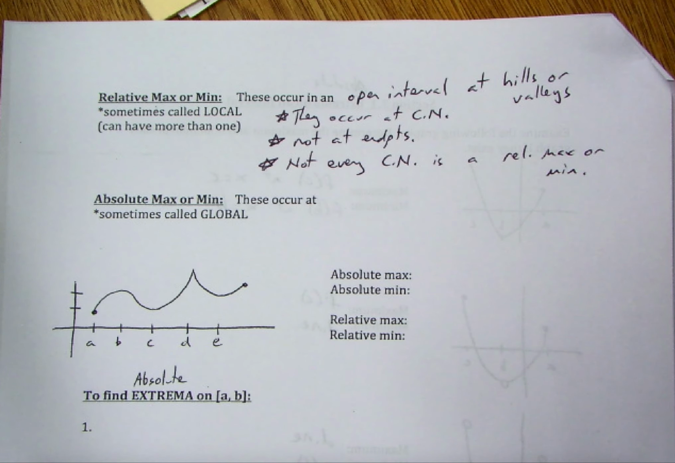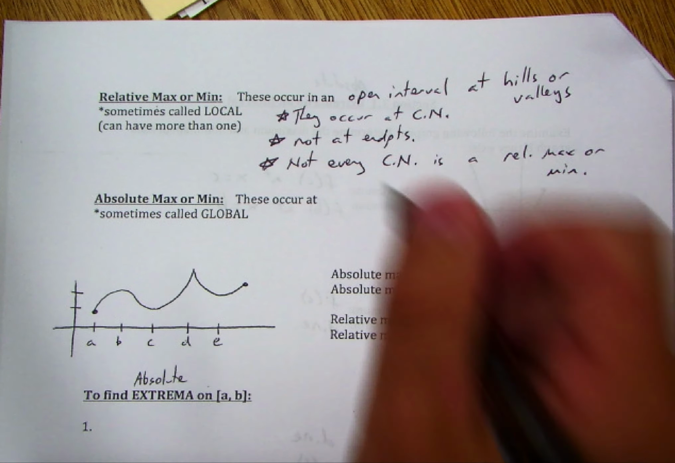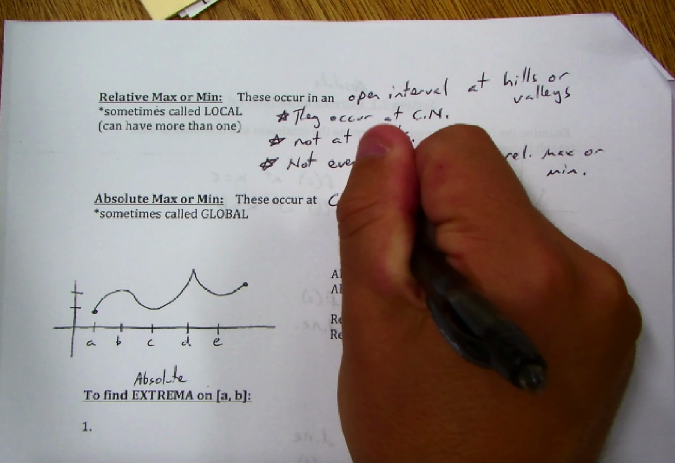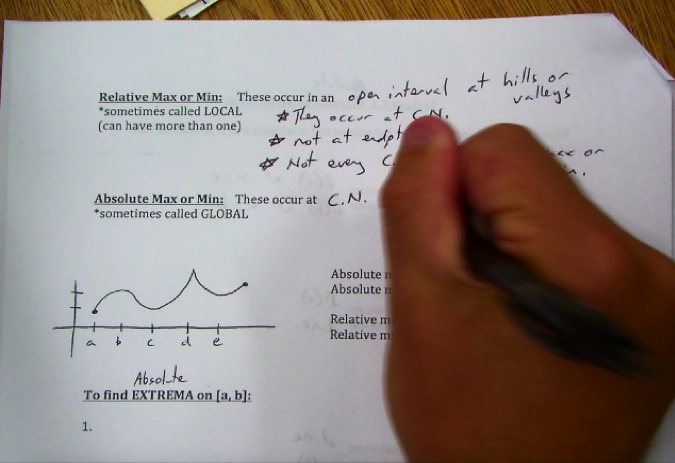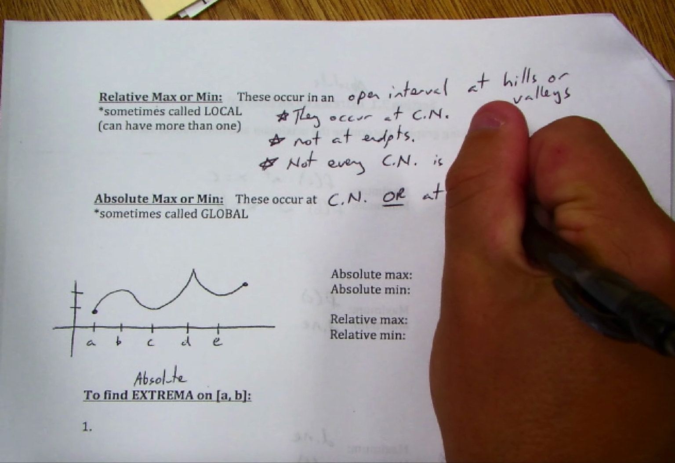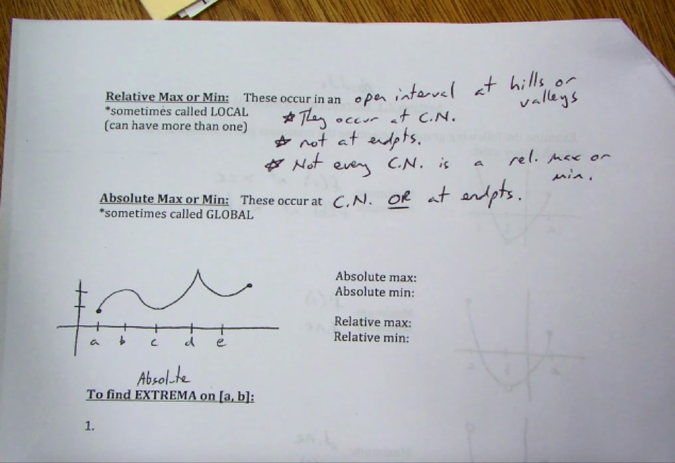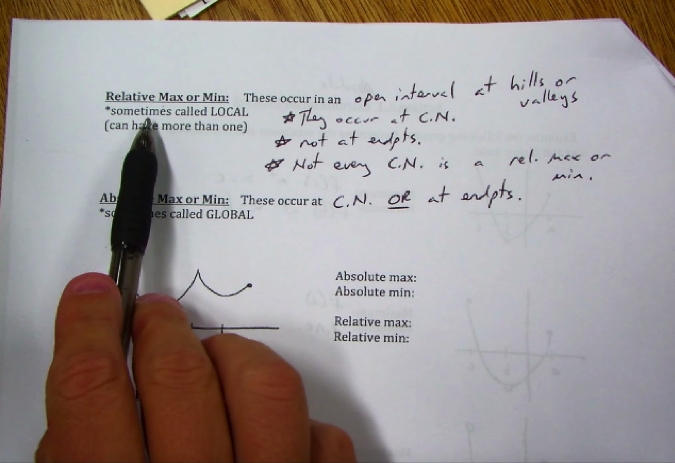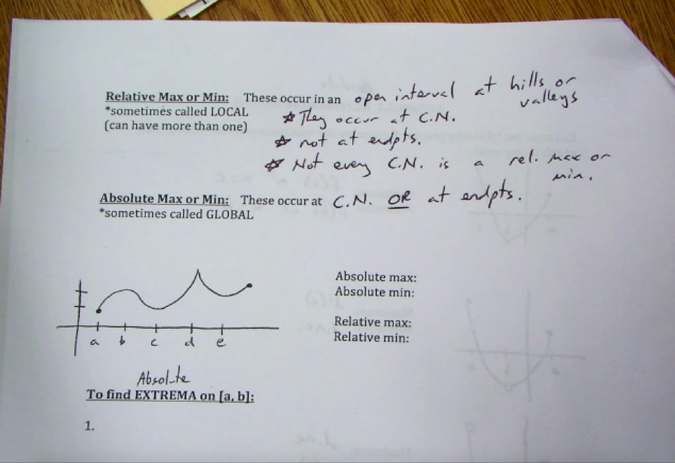absolute max or mins. So absolute max or mins, these can occur at critical numbers, or they can occur at endpoints. So that's the big difference between absolute and relative. Relative will never be at endpoints of your function. Absolute max or mins could.